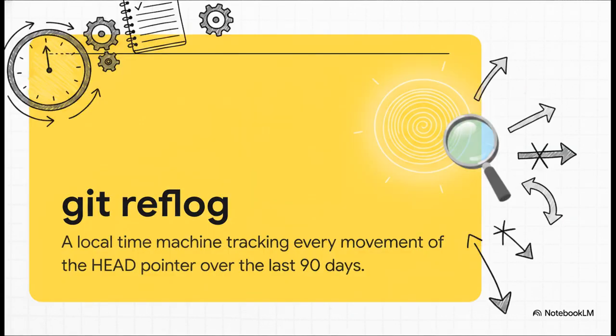Enter your new best friend, git reflog. The reflog is literally a local time machine. It tracks every single movement of your HEAD pointer over the last 90 days. Checked out a branch, it's in the reflog. Did a terrible reset? It's right there in the reflog. To get your lost work back, you simply run git reflog, find the hash of where you used to be, and run git checkout with that hash. Simple pointer manipulation. Git rarely deletes anything immediately.